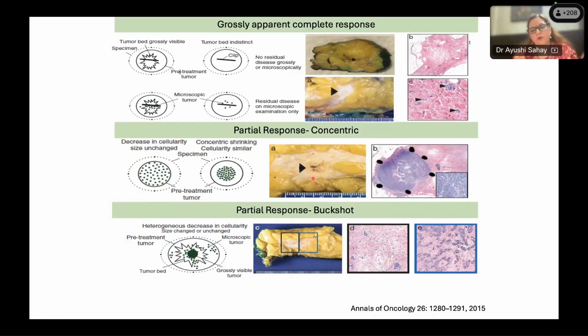This way, it would match with the general pre-treatment tumor size, it would match a little bit and you will be able to identify it. But what is very difficult to identify is a partial response, or what is known as a buckshot response, when there is a heterogeneous response, with scattered foci of residual tumor all across the tumor bed. Some of the foci might be bigger, some might be smaller, and there is a very heterogeneous cellularity in such a case. Then the tumor bed is going to be completely ill defined, and again you have to rely on radiology to identify the tumor bed.